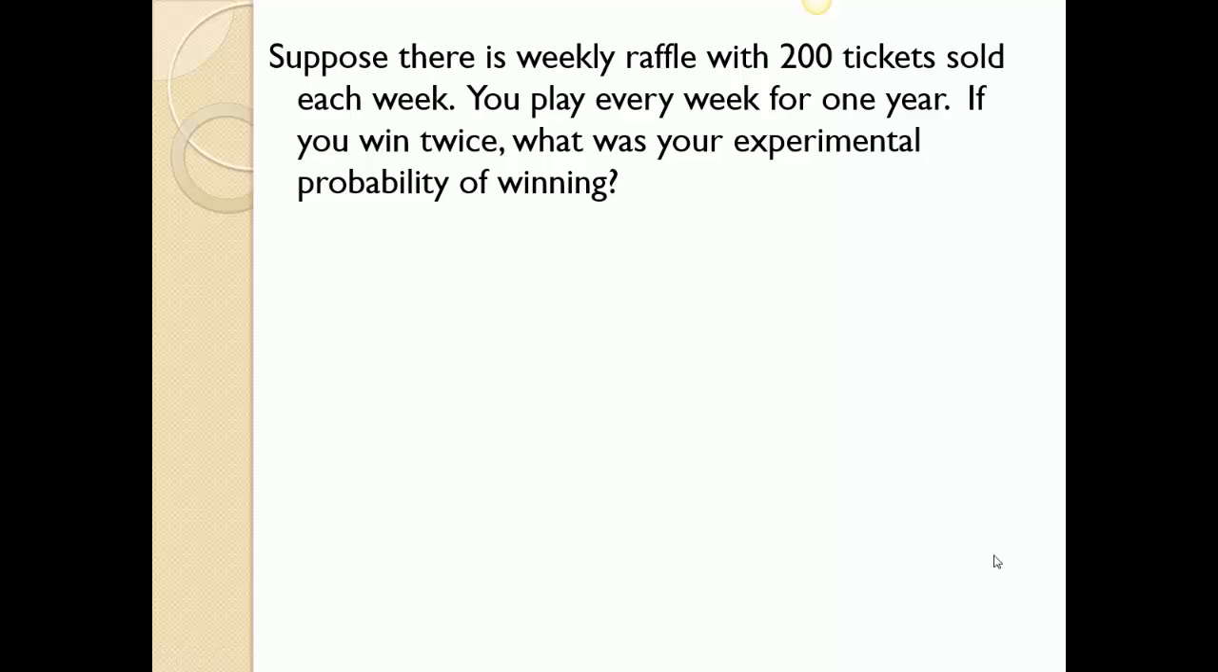Suppose there's a weekly raffle with 200 tickets sold each week. You play every week for 1 year. If you win twice, what was your experimental probability of winning? Okay, so you won 2 times over the course of a year. It's a weekly drawing, so 2 out of 52, or 0.038, or 3.8%, about 4% of the time.